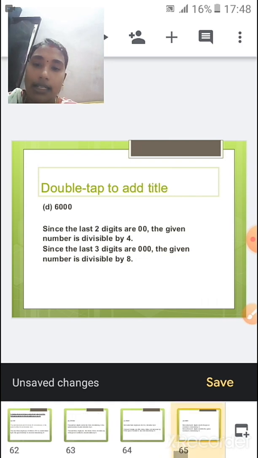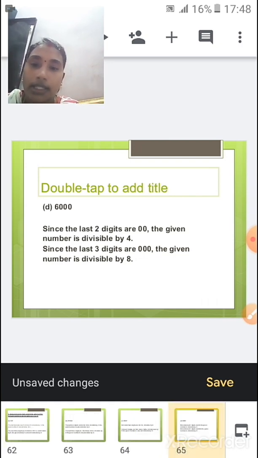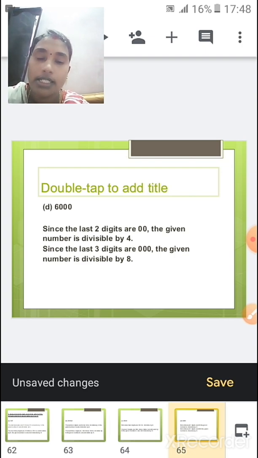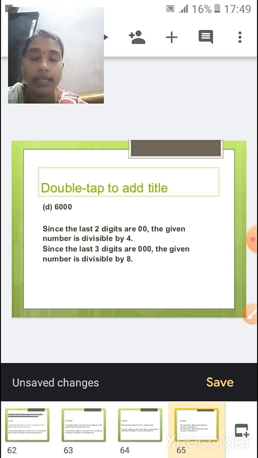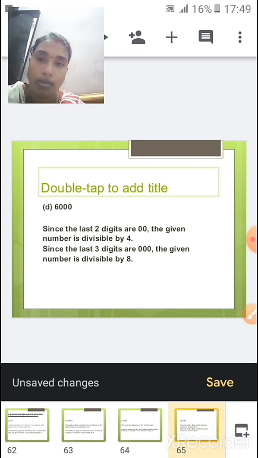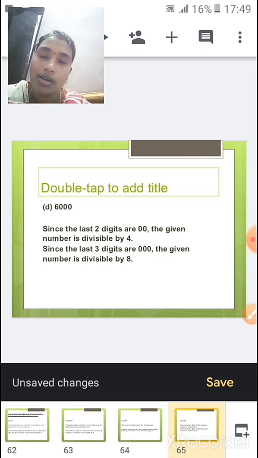Okay, so let's see the D sum. We have the last two numbers as 0 and 0. Hence, any number divided by 0 is divisible by that number only. So it is divisible by 4. And again if you take the last three numbers 0 0 0, that is also divisible by 8. So any number divided by 0, the answer is the same number. So you have 6000 to be divided by 4 and 8 and it is divisible. Hence 6000 is divisible by 4 and by 8.